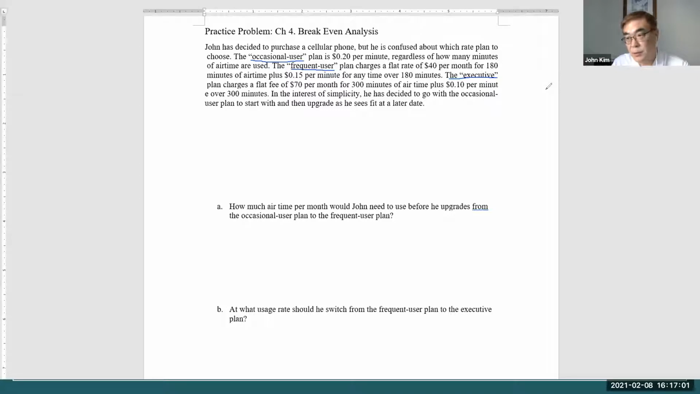And then we figure it out like this. To get the total cost, we need a kind of fixed cost, and then variable cost. So first option, occasional user plan. Only 20 cents per minute. So there is no fixed cost, only variable cost, 0.2.